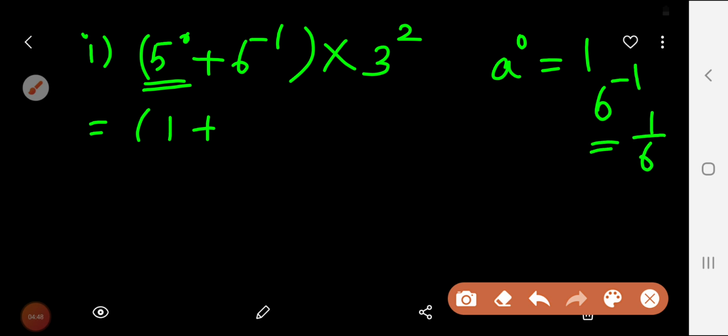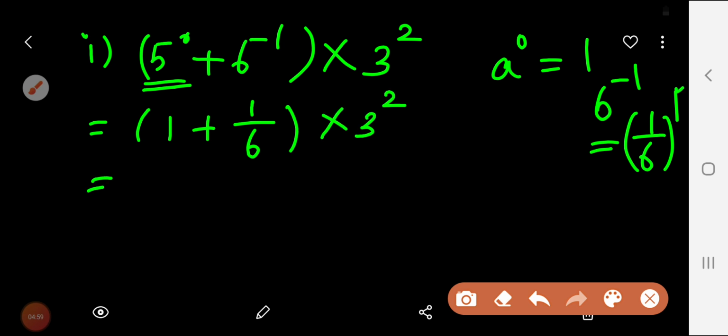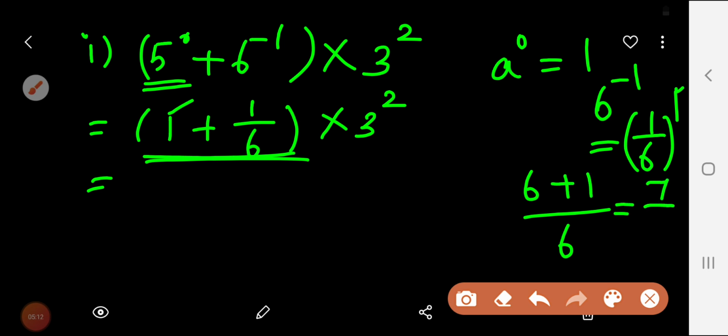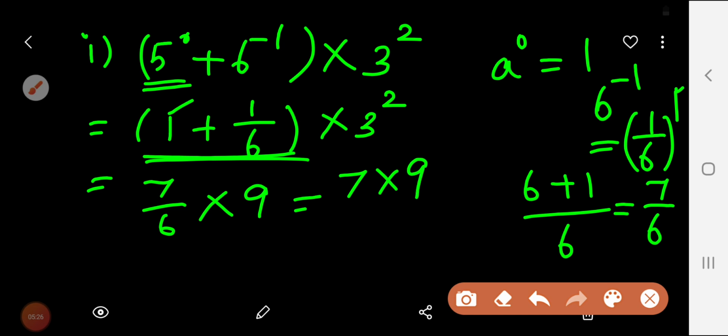So (1/6) whole power 1. So it is changed as 1 by 6. Here the power is 1, so no need to write the power. Into 3 square we must keep as it is. First we have to simplify the terms which are in the bracket. So 1 plus 1 by 6. We have to take the LCM 6. Here nothing is there, so we have to put 6 plus 1. So the answer is 7 by 6. Now 1 plus 1 by 6 will be 7 by 6 into 3 square, which is 3 into 3, that is 9. Now we need to multiply 7 into 9 divided by 6.